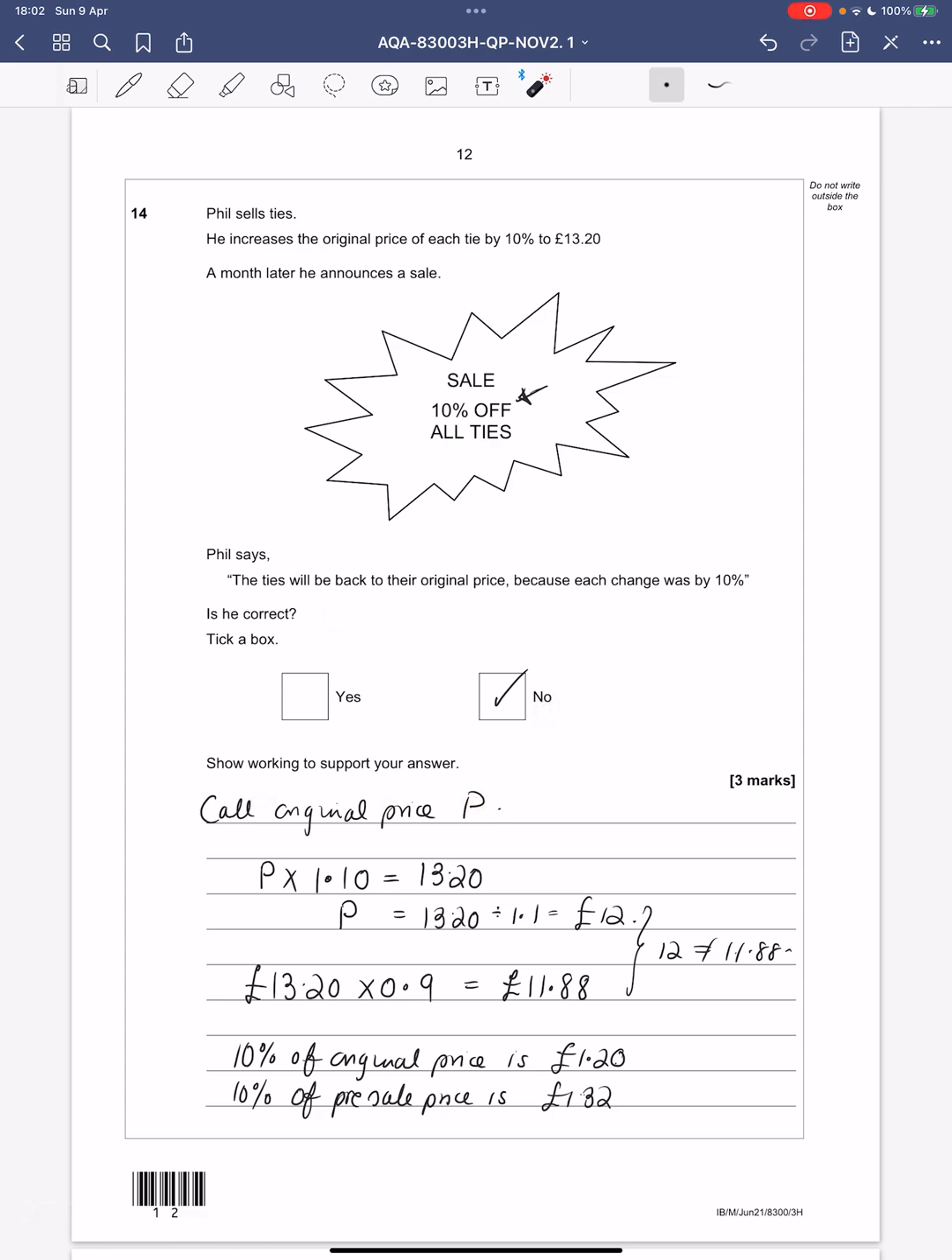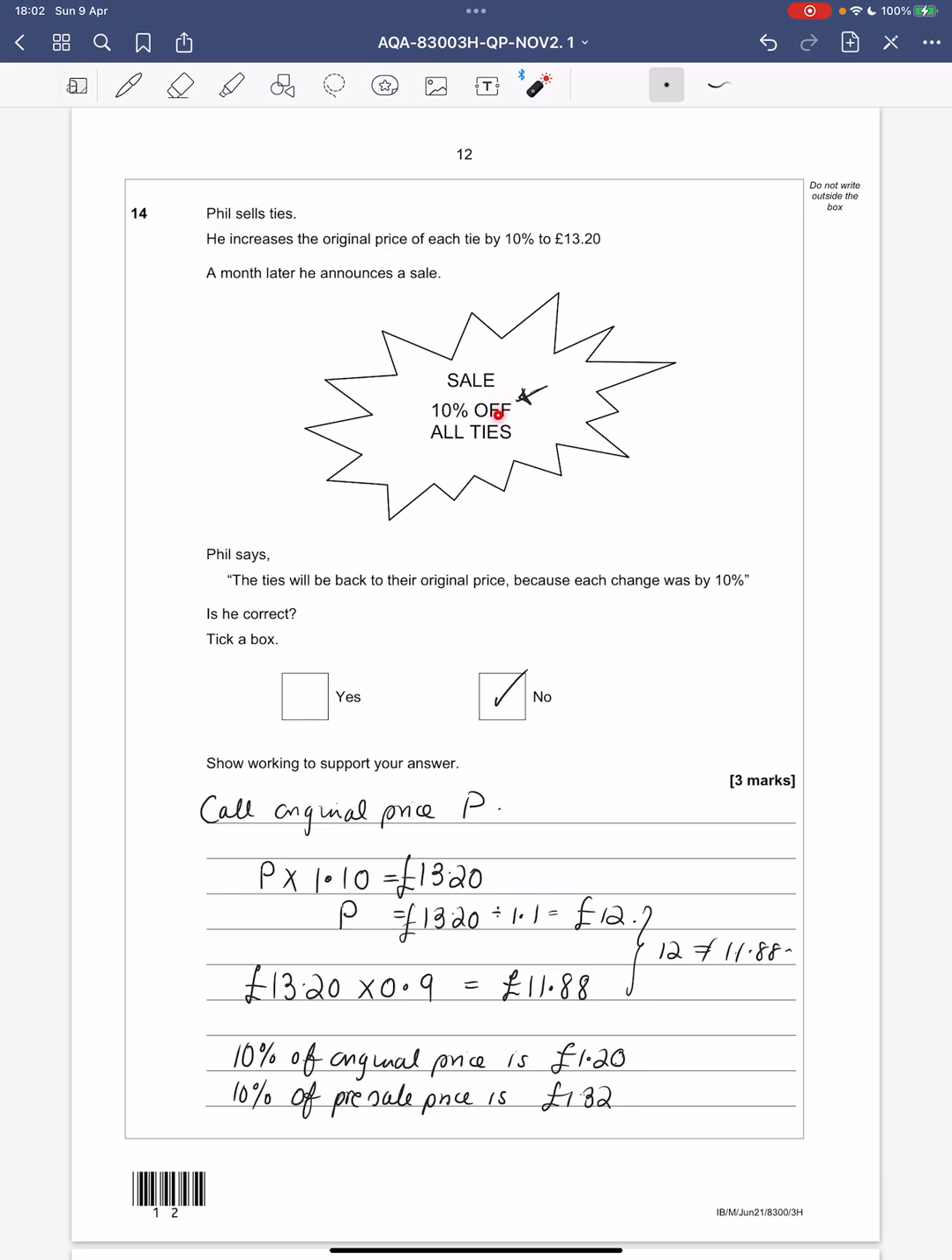If we call the original price P, he starts off by increasing the original price by 10%, so we multiply it by 1.1. We get £13.20. So our original price is, divide both sides by 1.1, £13.20 divided by 1.1, which is £12.